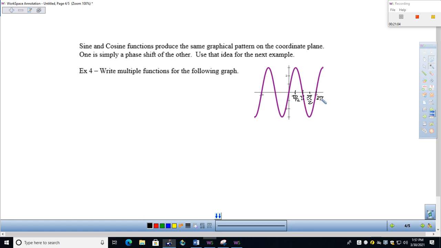Awesome. So the period happens to be 2 pi. Period is from here to here. Very nice. Midline is y equals 0. Amplitude is 3. All right.